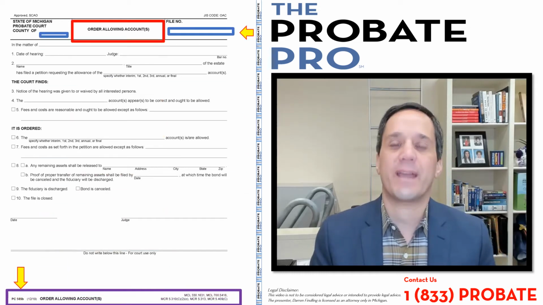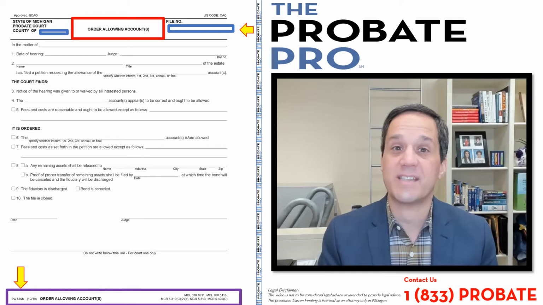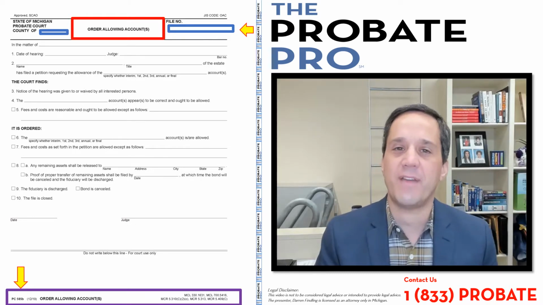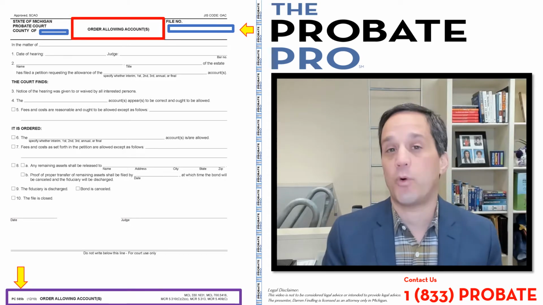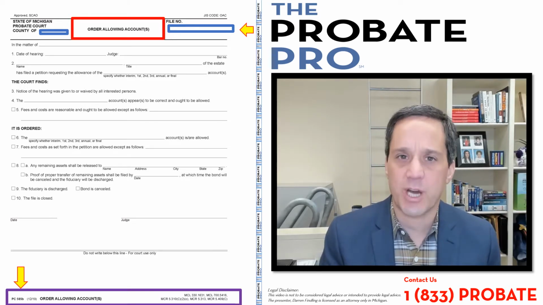Hi, I'm Darren Findling of the Probate Pro, and we're going to examine the SCAO form, State Court Administrative Office order allowing account, form PC 585B. This form can be readily obtained through an internet search, or you're welcome to call my office. We'd be happy to give you one free of charge.